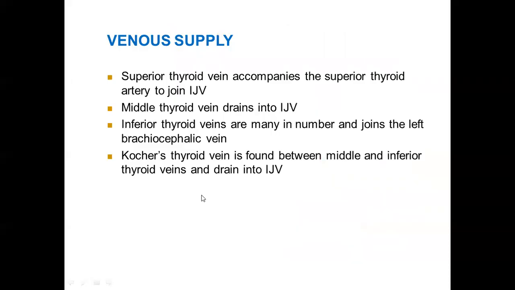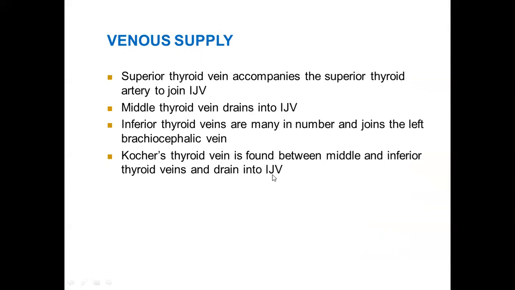Now the venous supply, we have three major veins. The superior thyroid vein drains into the internal jugular vein. The middle thyroid vein also drains into the internal jugular vein. And then you have another vein known as the Kocher's thyroid vein, which is not commonly seen, but that is also found between the middle and the inferior thyroid vein, and that also drains into the internal jugular vein.